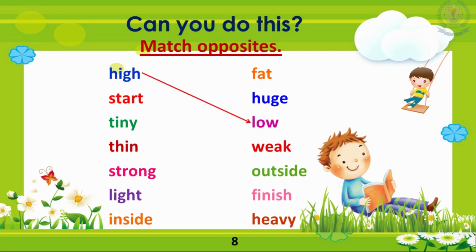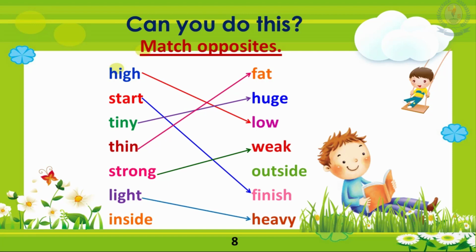Yes, it's low. Then what's the opposite of start? Yes, it's finish. What's the opposite of tiny? Yes, it's huge. Then what's the opposite of thin? Yes, it's fat. Then what's the opposite of strong? Yes, it's weak. Then what's the opposite of light? Yes, it's heavy. Then what's the opposite of inside? Yes, it's outside.